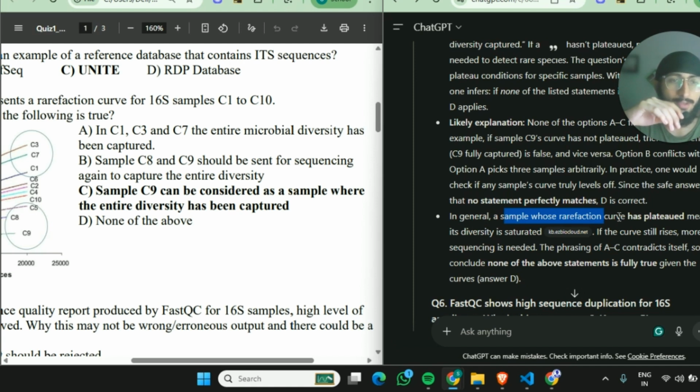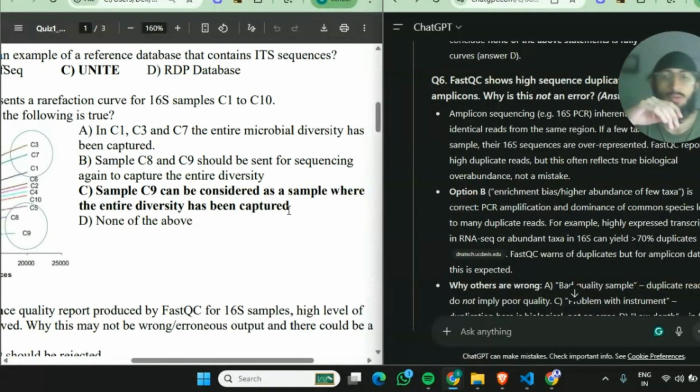So, in general, a sample whose rarefaction curve has plateaued means its diversity is saturated. If the curve still rises, more sequencing is required. Right now, this was a good question.